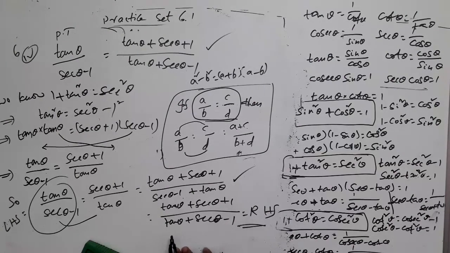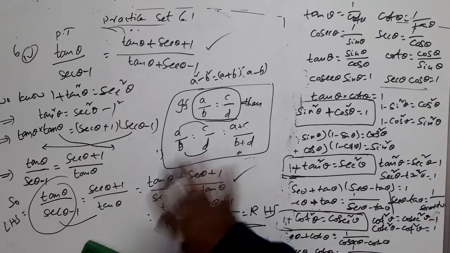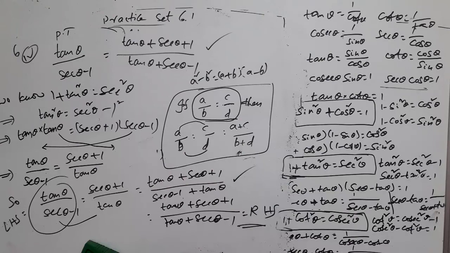So in this question we have used this one, this particular point. This particular question is of this type. That's all. This is exercise or practice set 6.1.